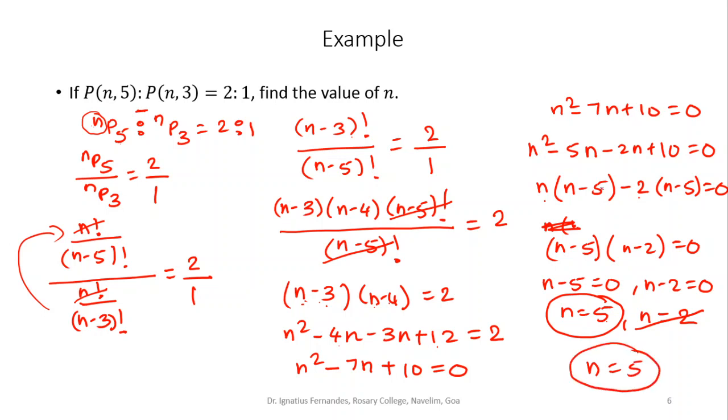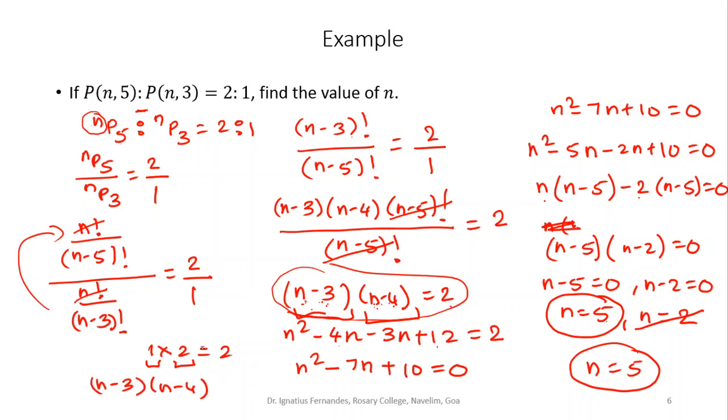Of course, instead of factorizing, simplifying like this, I could have found out the value directly here as well. I mean, without going to this factorization, this n minus 3 into n minus 4 equal to 2. If you look at this n minus 3 and n minus 4, these are two consecutive numbers, and the product of these two consecutive numbers is 2. Which are the two consecutive numbers whose product is 2? We know that 1 into 2 is 2. That means this n minus 3 and n minus 4 are basically 1 and 2.